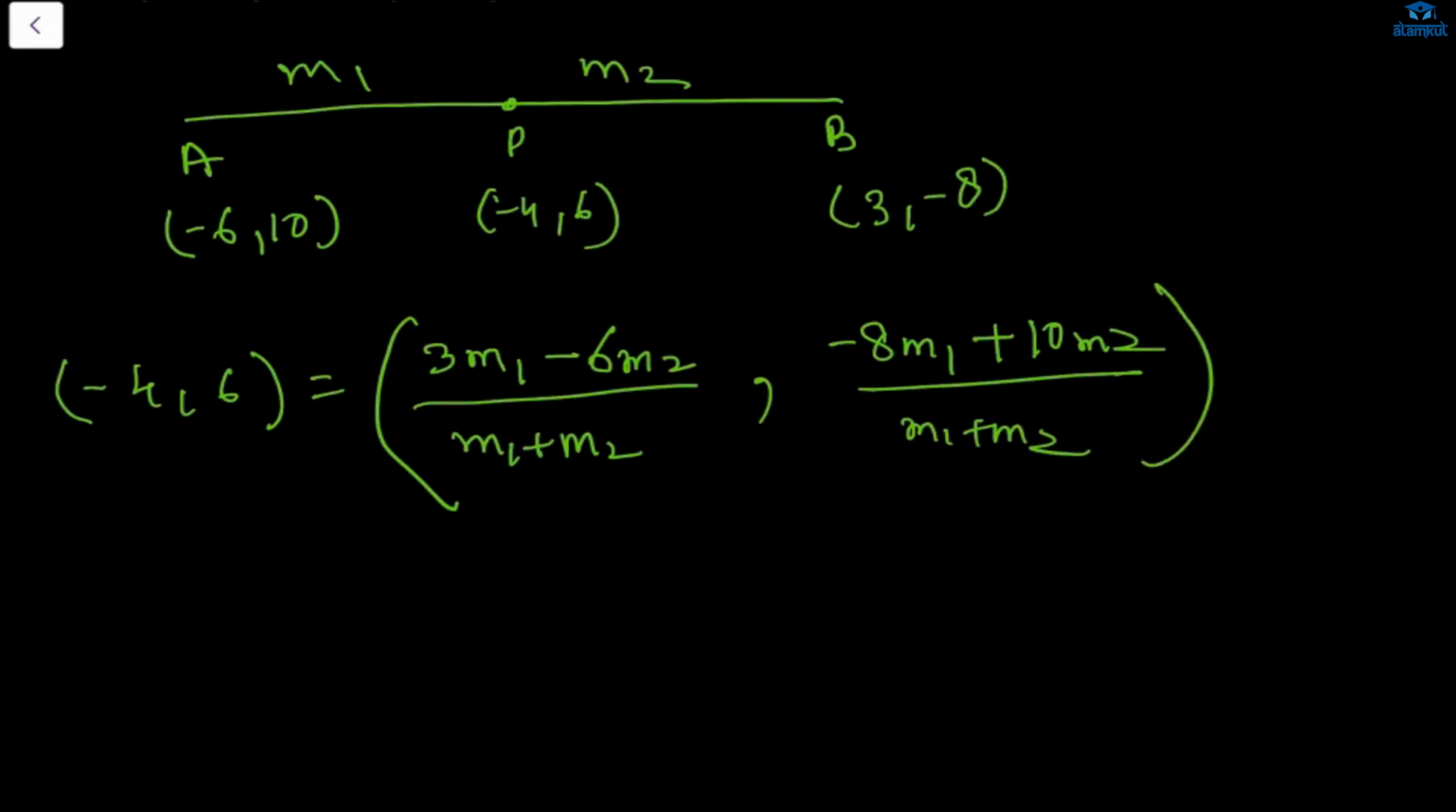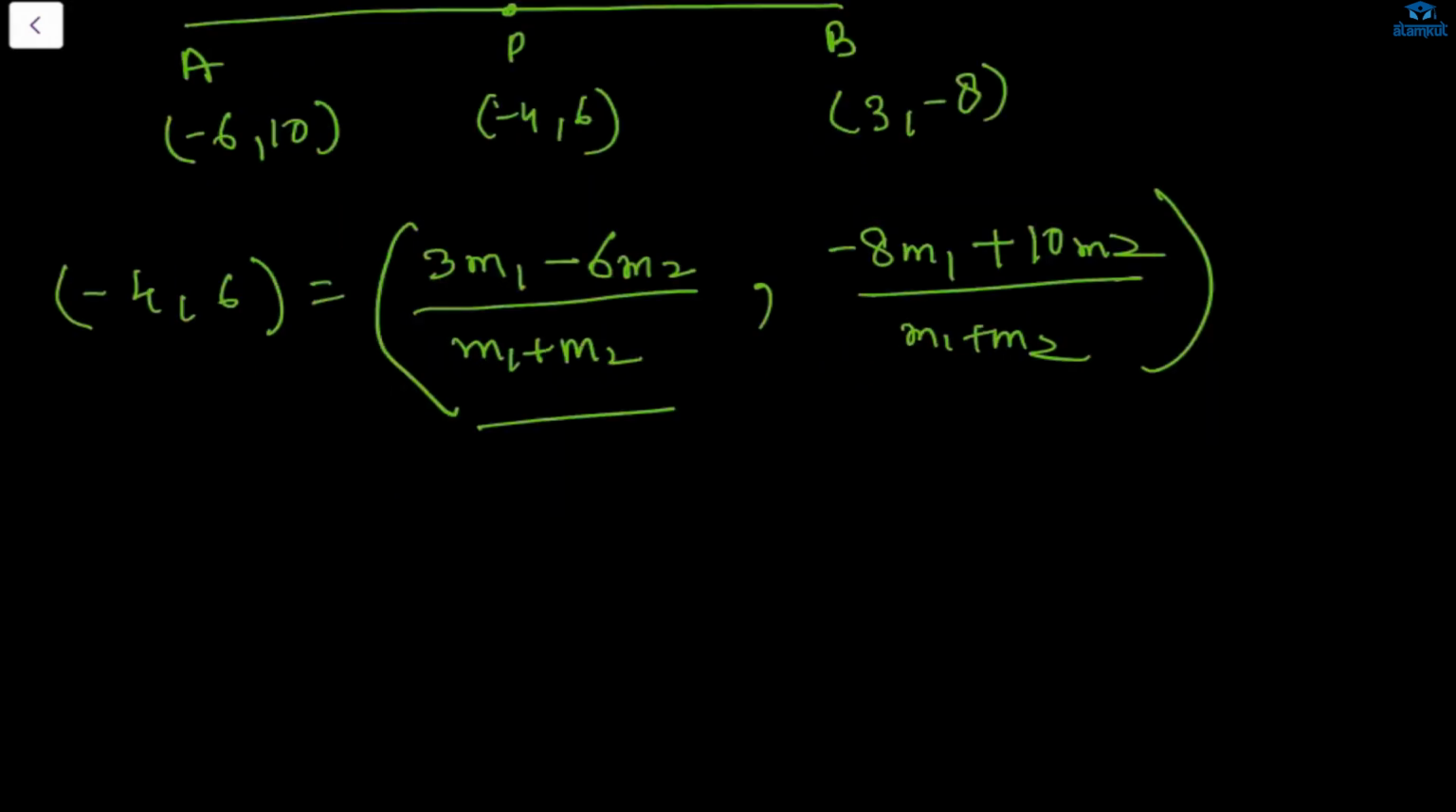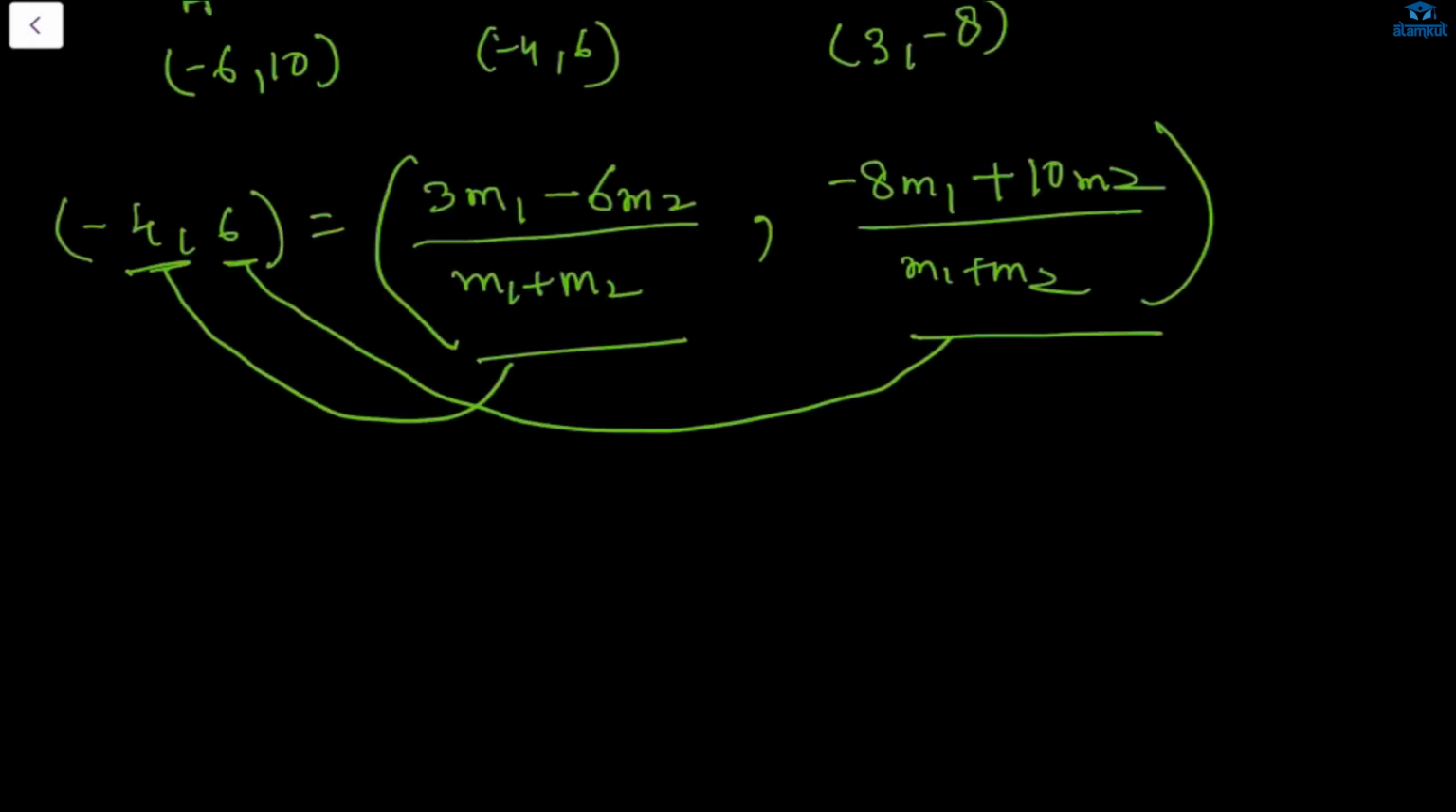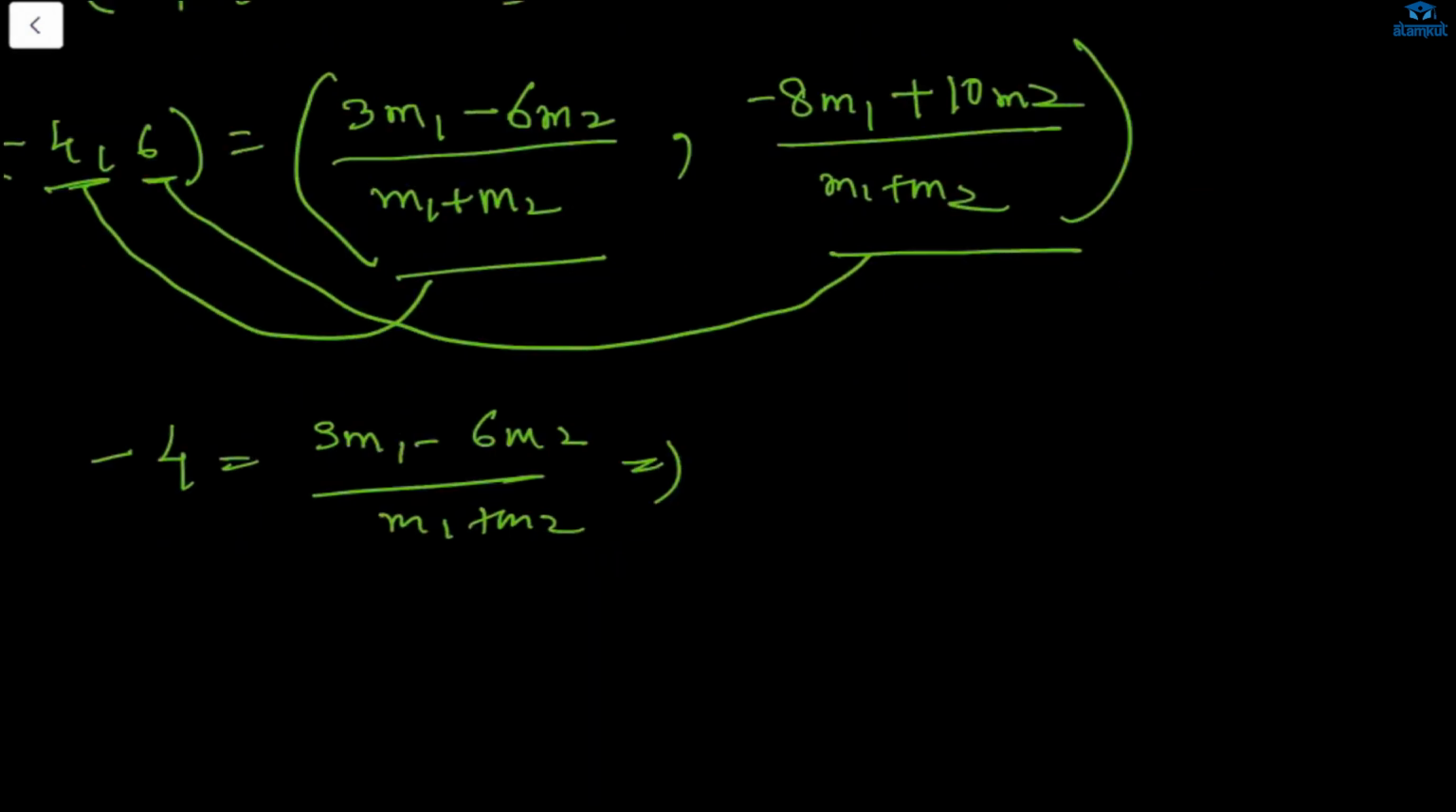Since this is for the x coordinate and this is for the y coordinate, we are going to compare this with x and this with y. On comparing, you can say minus 4 is equal to (3 m1 minus 6 m2) upon (m1 plus m2). Now you have to do cross multiplication, so it will be minus 4 m1 minus 4 m2 is equal to 3 m1 minus 6 m2.